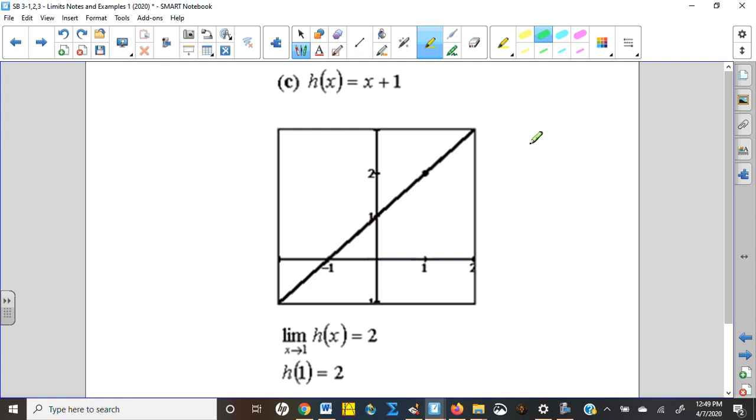The last one is just a line. It's not a rational function. It's just a linear equation. We're defined everywhere, including at 1. And so this time h of 1 is just equal to 2. And guess what? The limit continues to be 2, right?